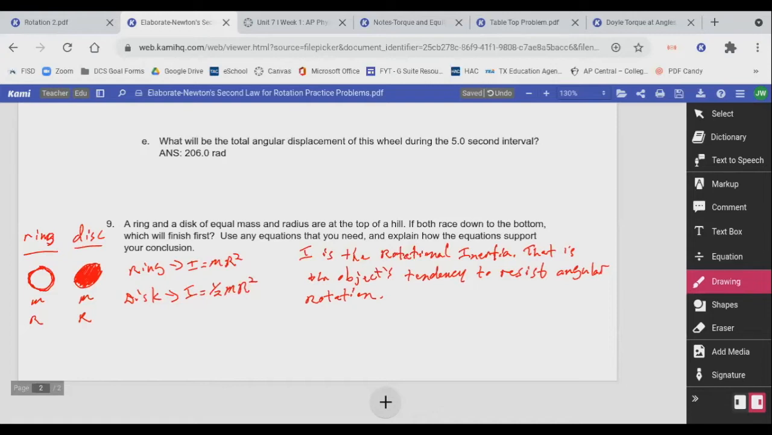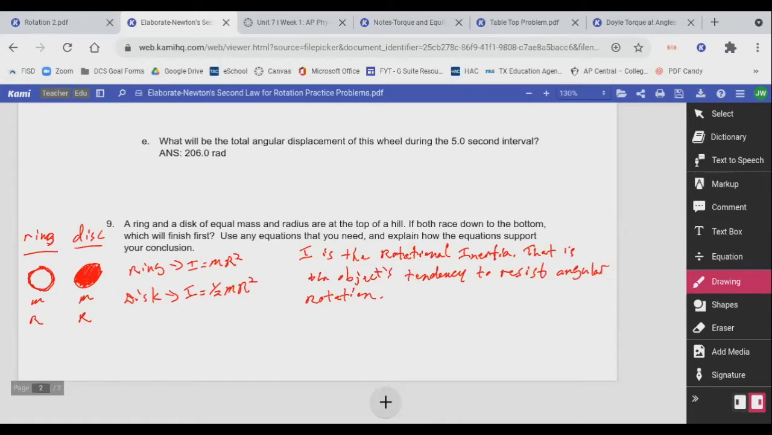We are on number 9 from the homework. Now we've identified the ring as having a larger rotational inertia or moment of inertia, and the disc is smaller because they have the same mass, they have the same radius. So all that kind of cancels out, but the disc has that 1/2, making it smaller. So it has less of a resistance to rotate. So it's more free to rotate, it's more willing to rotate. Since the disc has that lower moment of inertia or rotational inertia, it will accelerate faster. And if it accelerates faster, it's going to be at the bottom first.